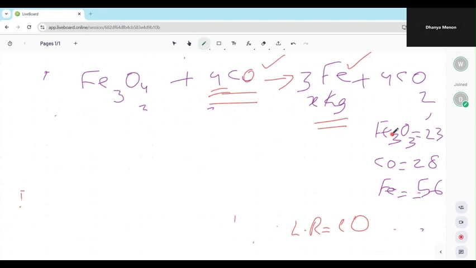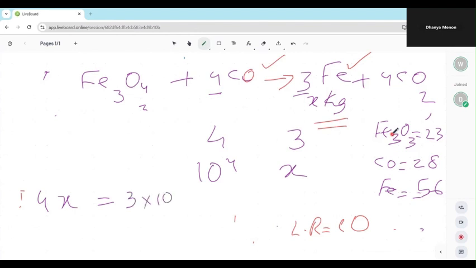Okay, students. So what is the first step during the stoichiometric equation? 4 moles of carbon monoxide is reacting with, we will use the balancing numbers. What is the balancing number for carbon monoxide? 4. And for iron? 3. So 4 moles of carbon monoxide is reacting with 3 moles of iron. We have the number of moles of carbon monoxide, 10 raised to 4, will react with how much? So when we cross multiply, 4x is equal to 3 times 10 raised to 4.